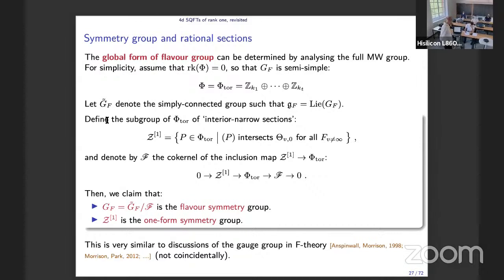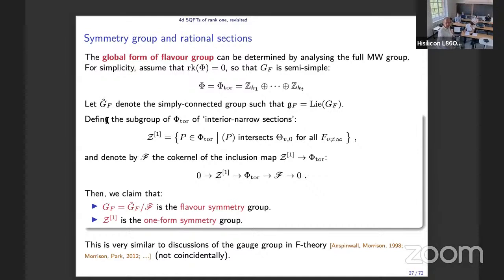Then we claim two things: that the global form of the flavor symmetry is the simply connected one. So you first take the algebra, right? You take the simply connected group, for instance Spin(n) or whatever, and then divide by this group F here. And the action of the flavor symmetry group can be determined in principle. Well, in the paper, we don't give too many examples. Hopefully, we will in a paper to appear.